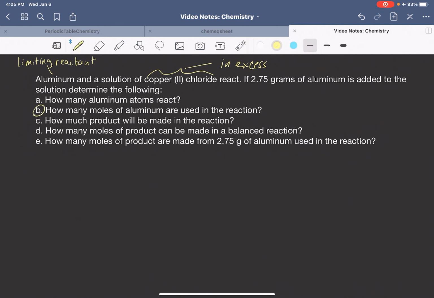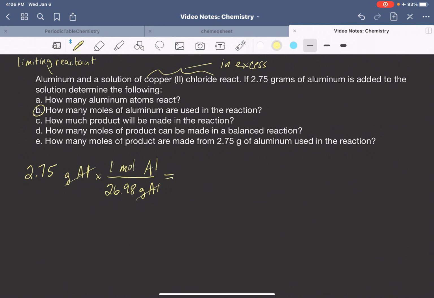All right, so now let's work on B. How many moles of aluminum are used in the reaction? All right, well, this is just a very simple problem. 2.75 grams of aluminum, right? And so we already know that's 26.98 grams of aluminum per one mole of aluminum. All right, cancel out grams. All right, and we already have the unit we need: moles of aluminum. It's what we want, right? So now we just do our math.